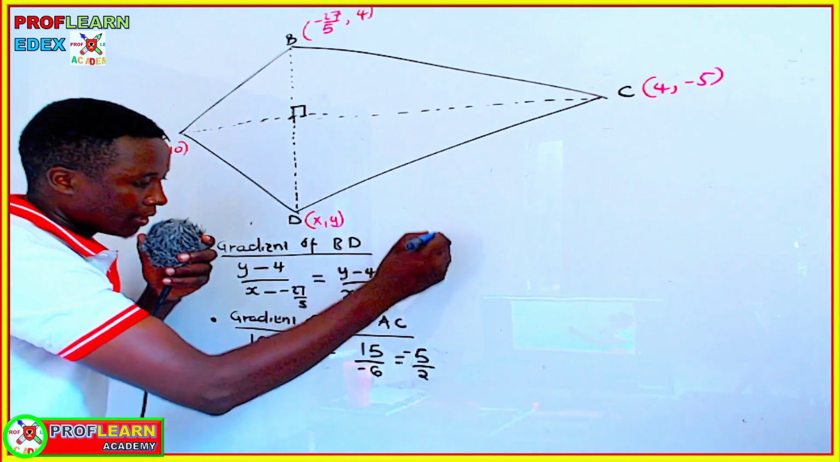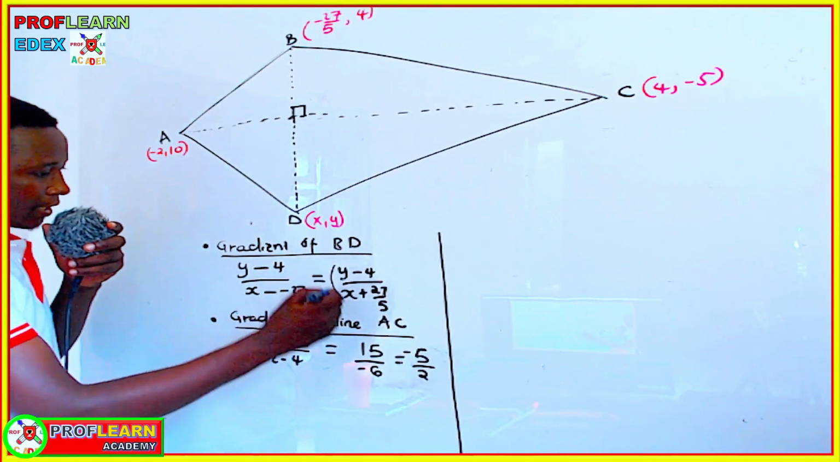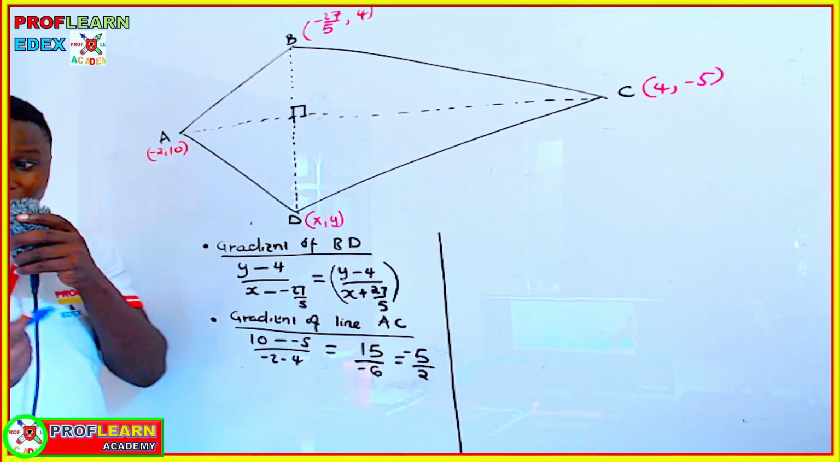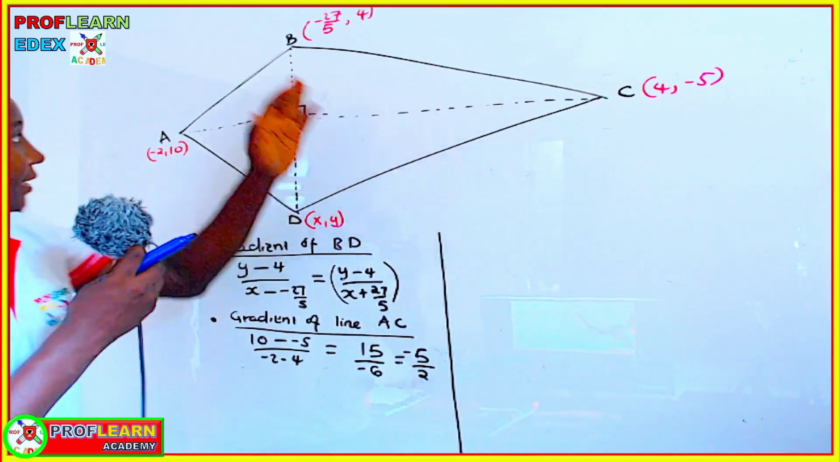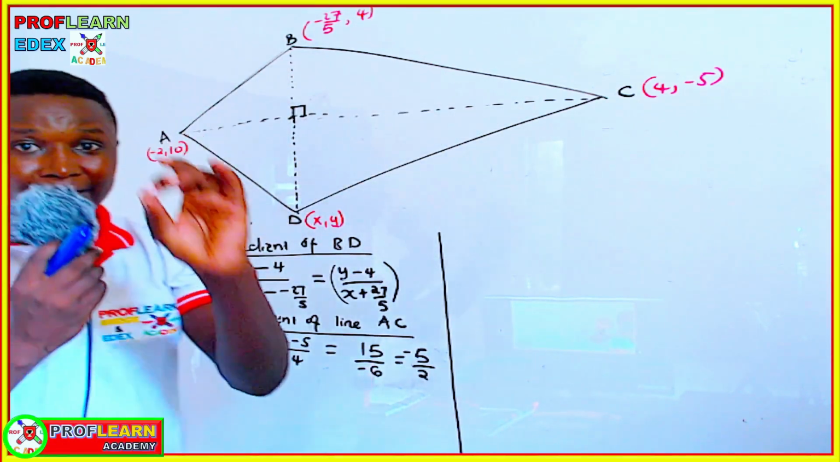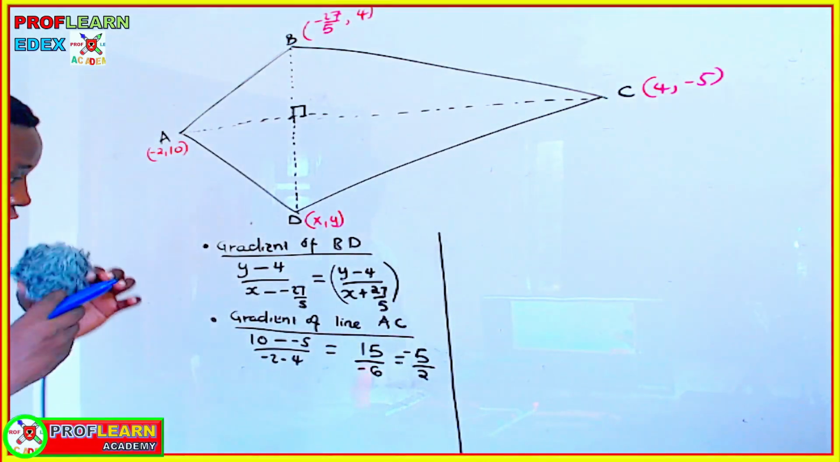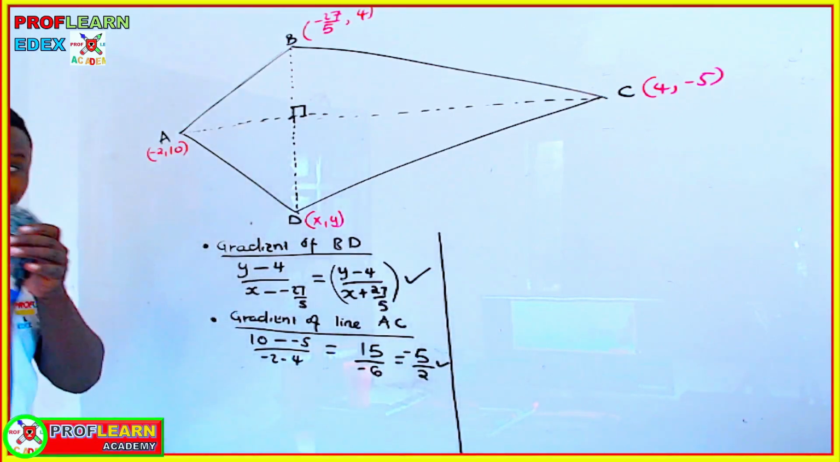We can say therefore that the gradient we have here times this gradient is going to give us negative 1, because these are the gradients of two perpendicular lines, which is going to be negative 1. So this gradient times this gradient, we are going to get negative 1.